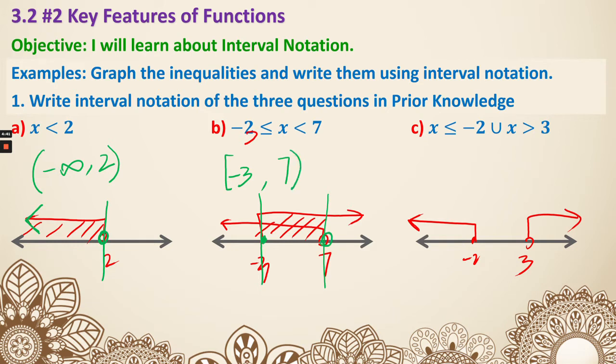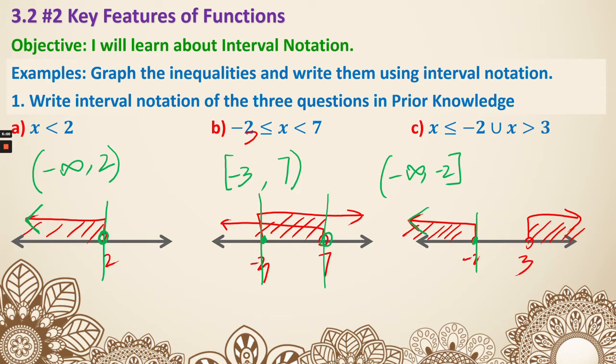Now graph C. Oh, I forgot to shade that one. I need to shade both ends because they're connected by the or, by the union. So now my graph starts from the -infinity, stops at -2. It is a closed circle at -2, so that's square bracket. -infinity is parentheses.